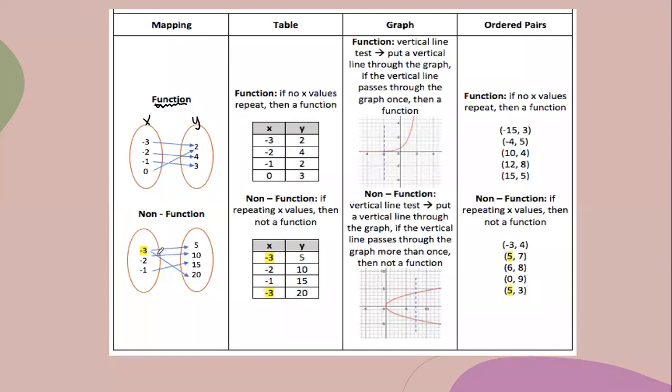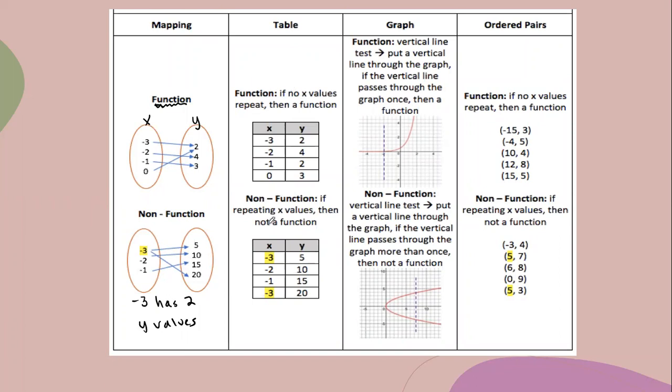But look at this one. -3 is with 5 and -3 is with 20. So is this a function? No, this is not a function because -3 has 2 y values. So this is not a function.